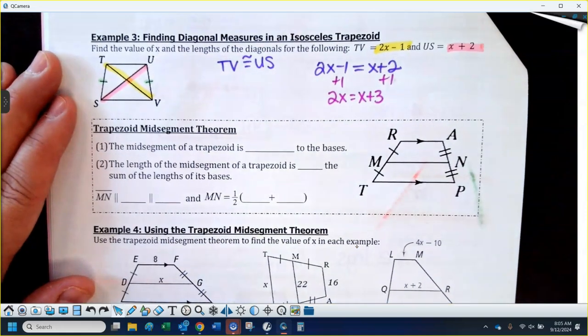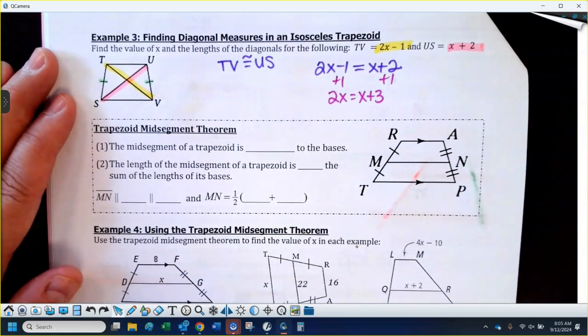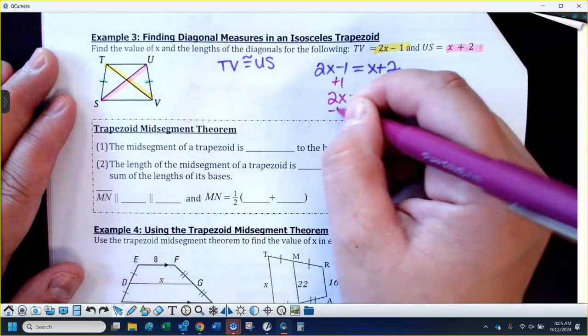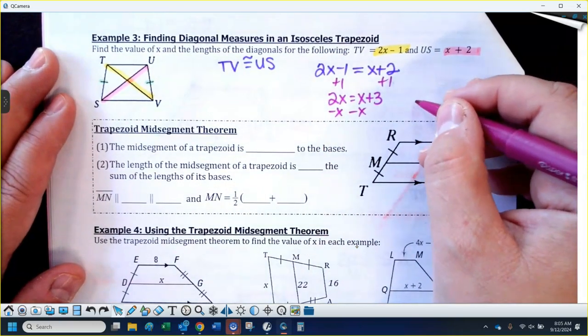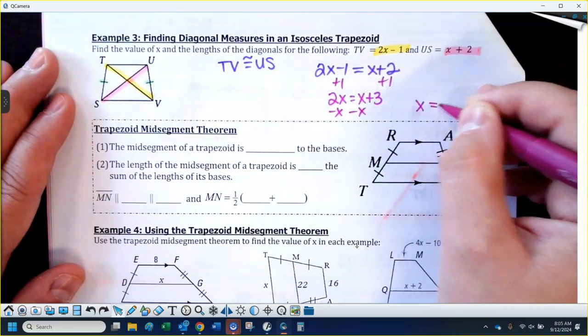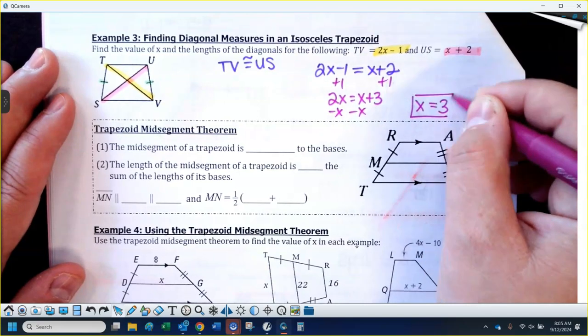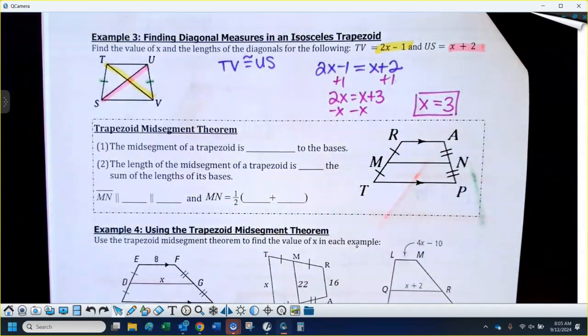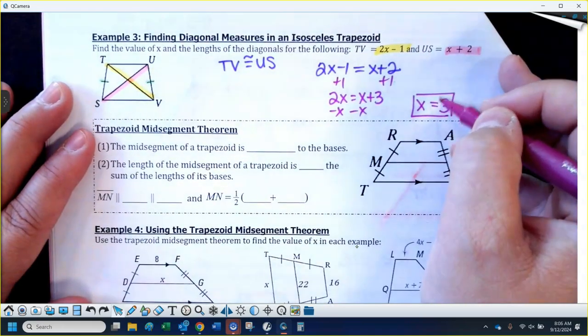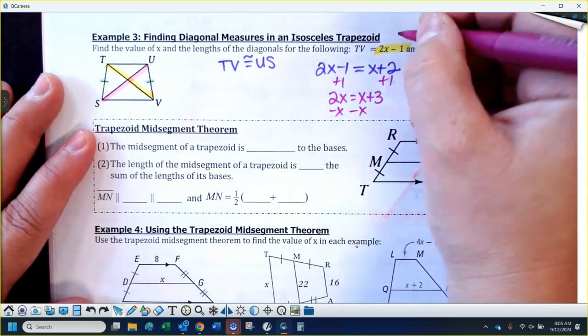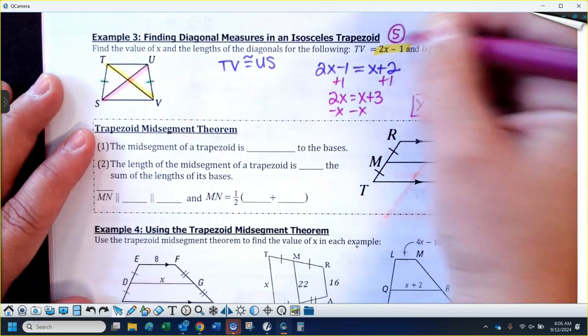Then what do you want to do? Minus x. Hey, and that's not bad. 2x minus x is just 1x. We don't even have to divide anything. X would be 3. Now, if you needed to find the length of the diagonal, we could plug that back in. This guy, if I did 2 times 3, what would it be? 6 minus 1. So that diagonal would be 5.